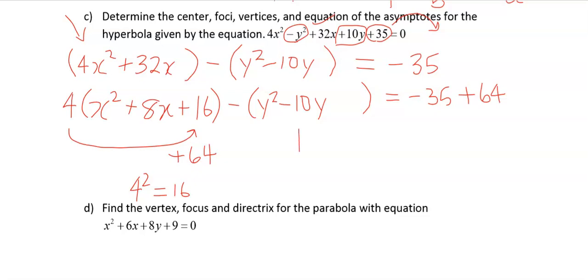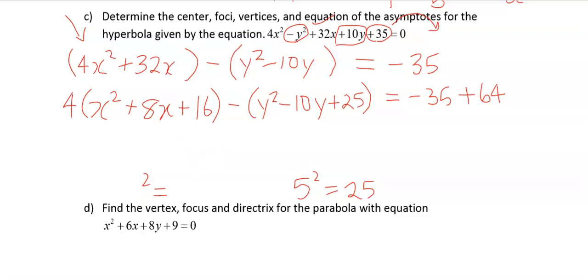Now let's look at the y squared minus 10y, okay? Half of 10 is 5. You square that 5, and you get 25. So right here, I have to go plus, it's always plus on the end, remember? 25. Now, again, I have thrown off my equation. So I've got to do something. I've got to add something to the other side to rebalance it.